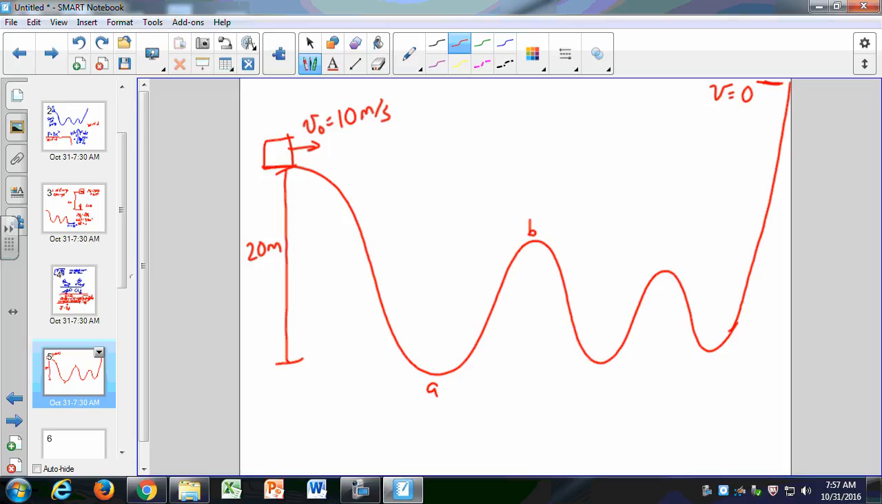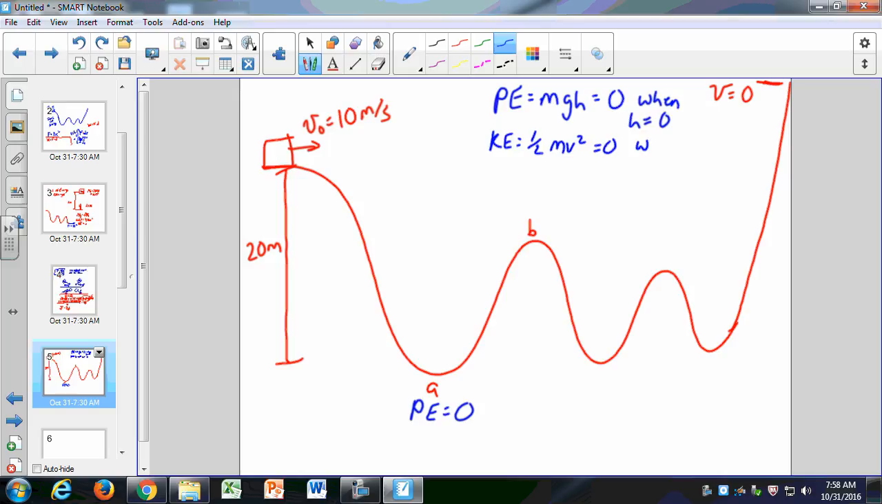What I like to do is to think about where is the potential energy 0, where is the kinetic energy 0. So I know potential energy equals mgh. So this equals 0 when h equals 0. So down here, for example, the potential energy will equal 0. And the kinetic energy is 1 half mv squared. So this equals 0 when what equals 0? When the velocity or the speed equals 0. So for example, up here, the kinetic energy equals 0. So that's the first thing that I do when I go through.